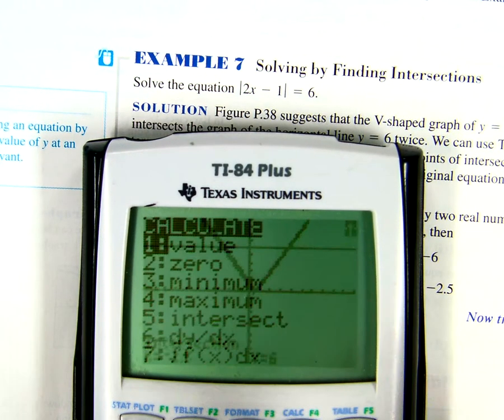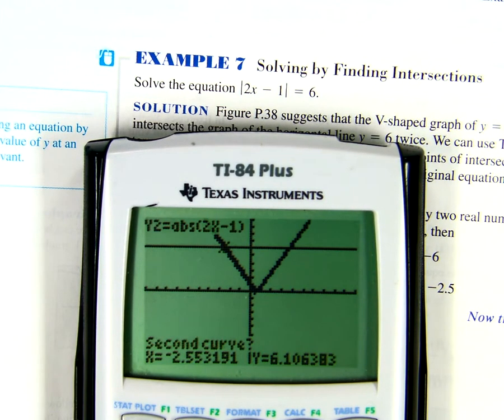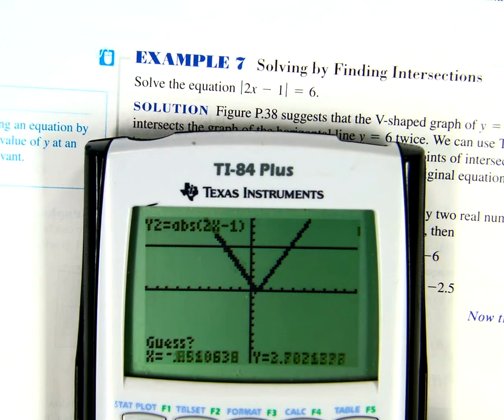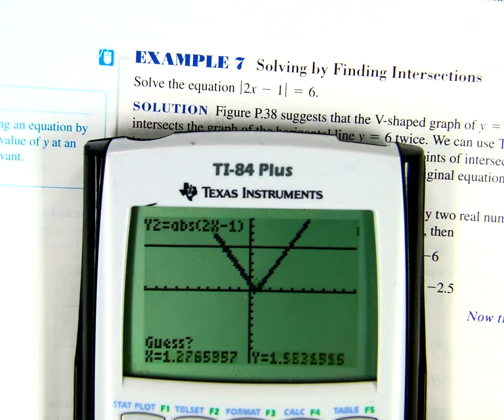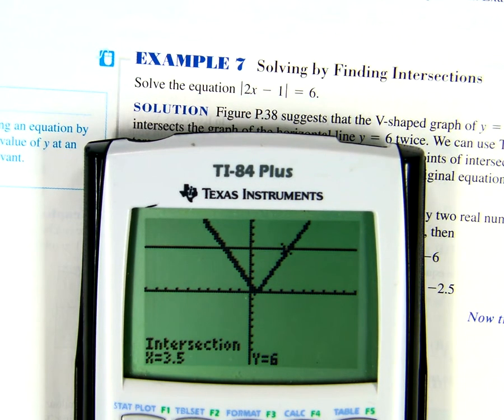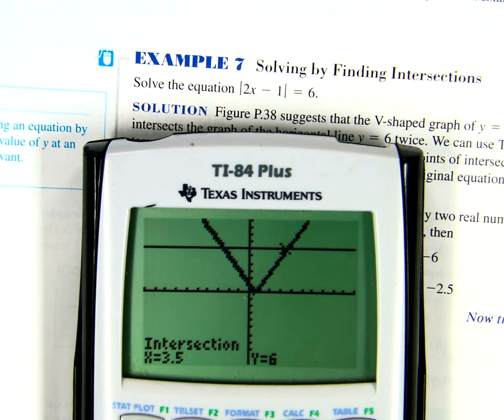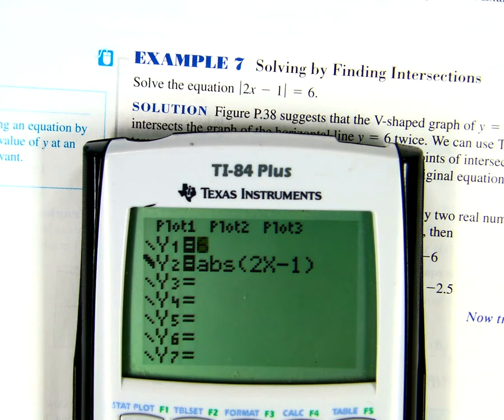Then we're going to go second calc again, intersect. We're going to do the same thing, only this time we're going to move over and put our cursor next to, where'd it go? Oh, it's down there, all right. We're going to put it next to the other point and find that intersection with our calculator. And there you go. So that is how you use your calculator to come up with the solution to an equation. And again, absolute value is the ABS function, absolute value. There you go.